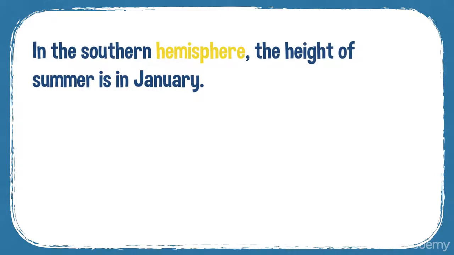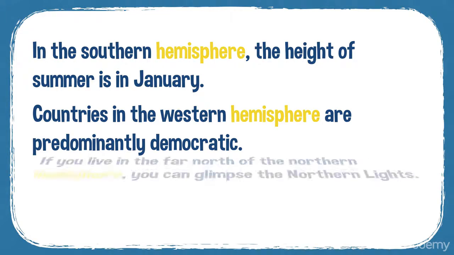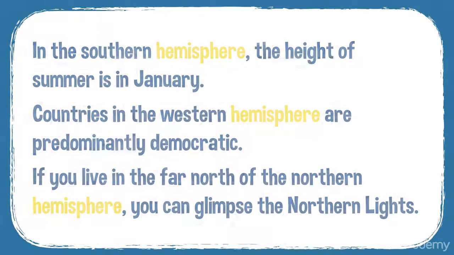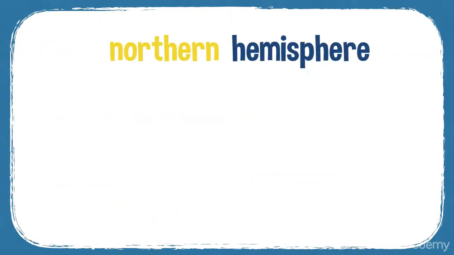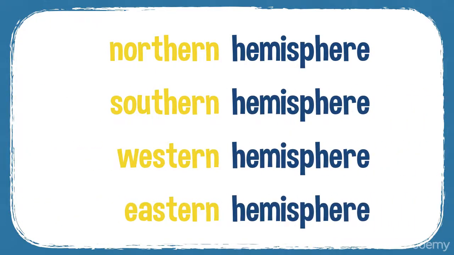So for example, in the southern hemisphere, the height of summer is in January. Countries in the western hemisphere are predominantly democratic. If you live in the far north of the northern hemisphere, you can glimpse the northern lights. So you can see you've got southern hemisphere, western hemisphere, northern hemisphere. Often we don't talk about the eastern hemisphere though for some reason, but you can talk about the eastern hemisphere too.